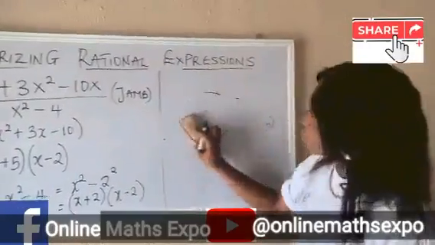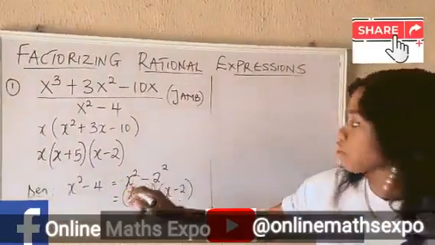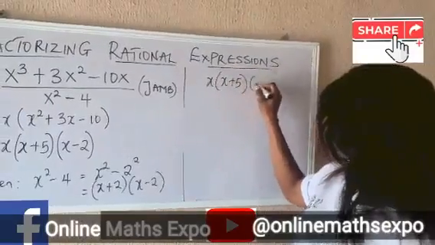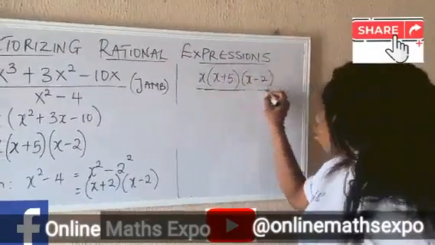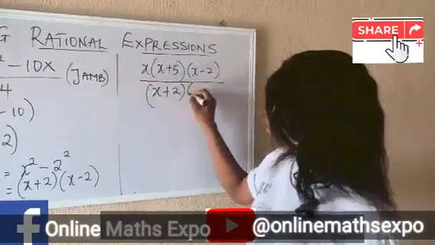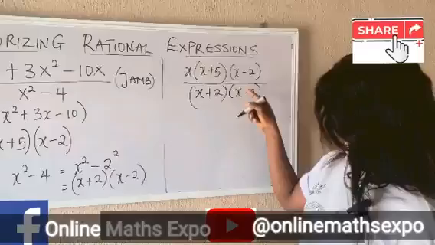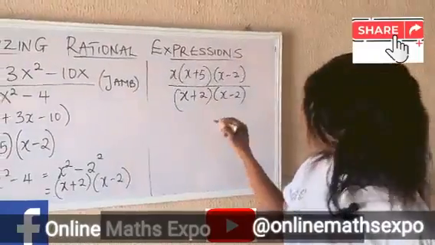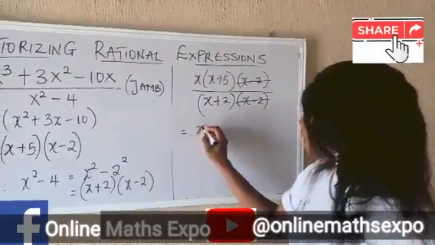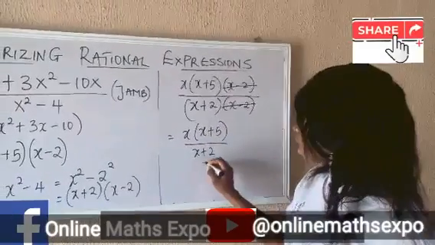So if we bring the two expressions together, for the numerator we have x into x plus 5 and x minus 2, all over, for the denominator, x plus 2 and x minus 2. So what do we do at this point? At this point, we are going to look for the common expression and cancel it off. The common expressions are this and this. So finally, we have x into x plus 5 over x plus 2 as our answer.